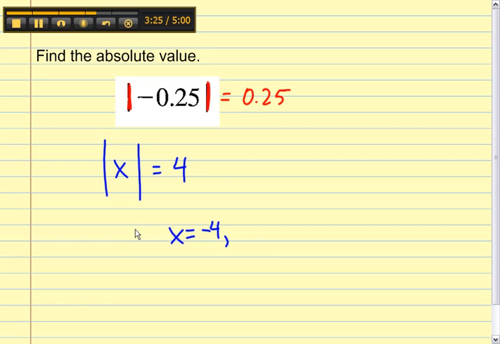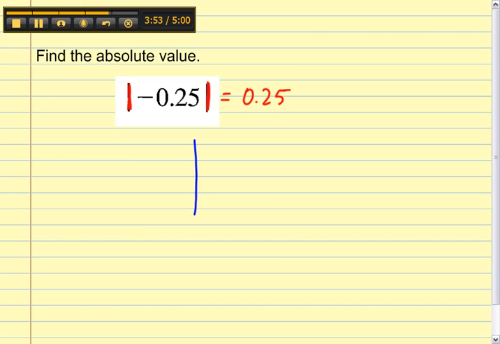Oh, well, we wouldn't do that. We'd give it a simplified answer. Reagan? 4. Okay? Whatever number this is, it's 4 units from 0. Well, what numbers are 4 units from 0? Well, +4 and -4. They're both 4 units from 0. All right? Now, I've got one other question for you. I'm sorry. I lied.